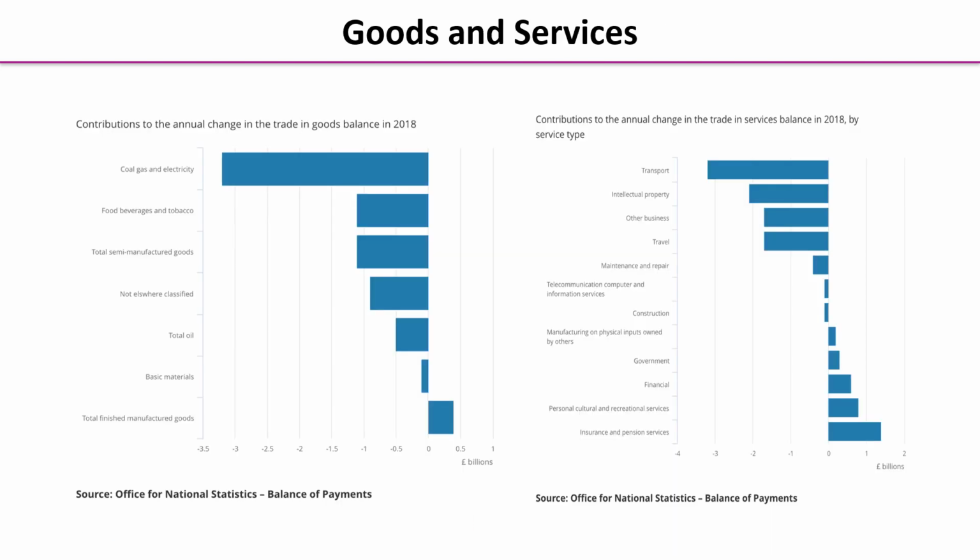And on this next slide here, this is referring again to the most recent figures for the UK. And what we're looking at here is by sector, goods on the left, services on the right. Which sectors have been particularly important in explaining the annual change in the trade in goods balance? So you can see that coal, gas and electricity is a really big contributor to the change, and where services are concerned, you will see that it is transport on that side.